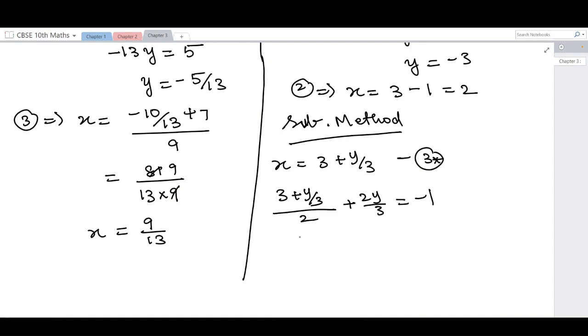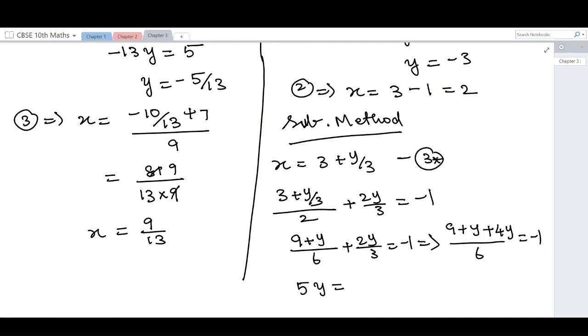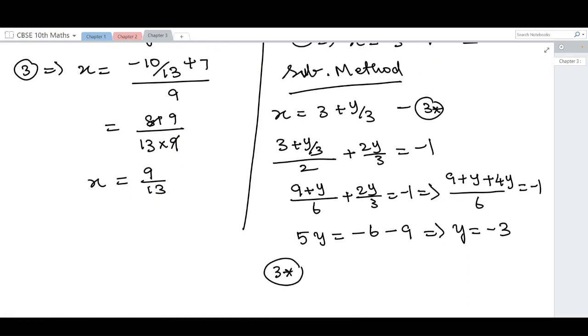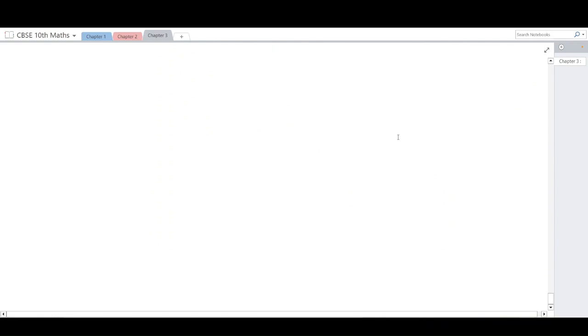If you take LCM, you will get (9 plus y) by 6 plus 2y by 3 equal to minus 1. If you again take LCM, you will get 9 plus y plus this one I have to multiply by 2, I will get 4y, equal to minus 6. So 5y equal to minus 6 minus 9. This will give you the y value to be minus 15 by 5, that is minus 3. So y equal to minus 3. If you substitute this in equation 3 star, you will get x equal to 3 minus 3 by 3, that is 3 minus 1 equal to 2. Thus we have obtained the values of x and y to be 2 and minus 3, similar to that of the elimination method.